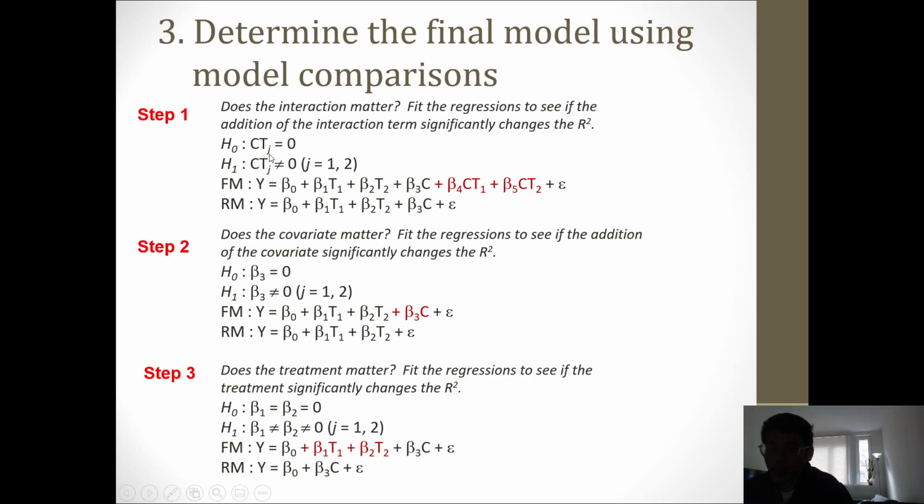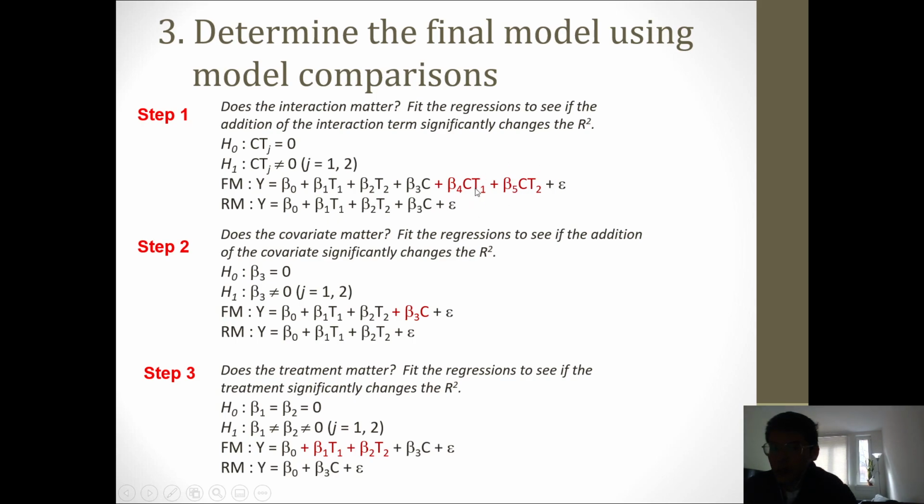Here we can see that, as we mentioned before, the first step is to check if the interaction is significant, right? We don't want the interaction to be significant. Here is how we create the interaction term. We just use the C times the two treatment variables that we created. T1 and T2 here are two dummy coded variables. You can see that in the data set.